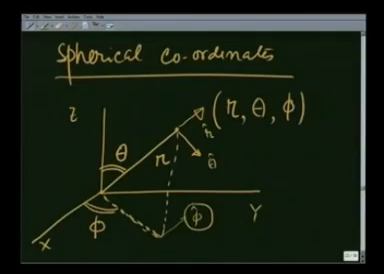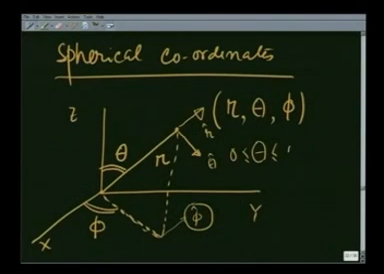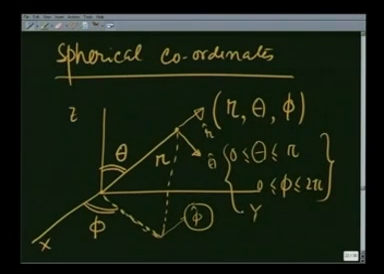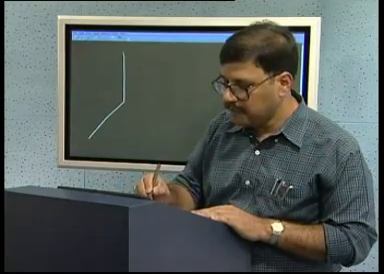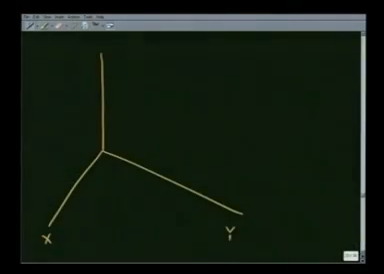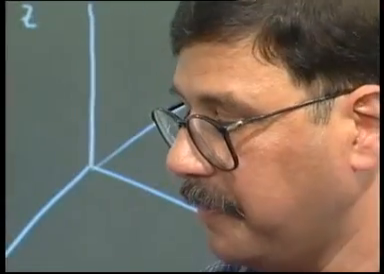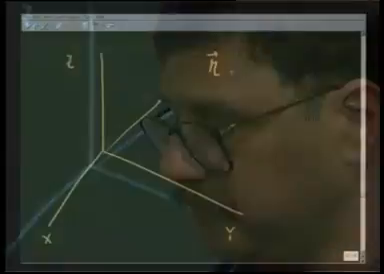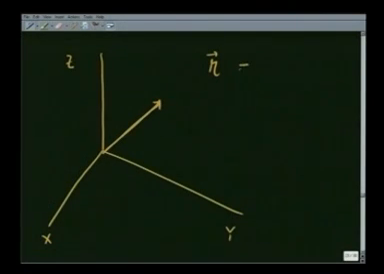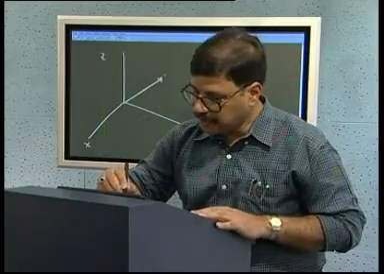I just want to mention here that theta in this case varies from 0 to pi and phi varies from 0 to 2 pi, and I leave it for you to work out that this covers the entire space, and r obviously varies from 0 to infinity. Let us then see that I am representing a particle by vector r, which is r again, where unit vector r is in this direction.